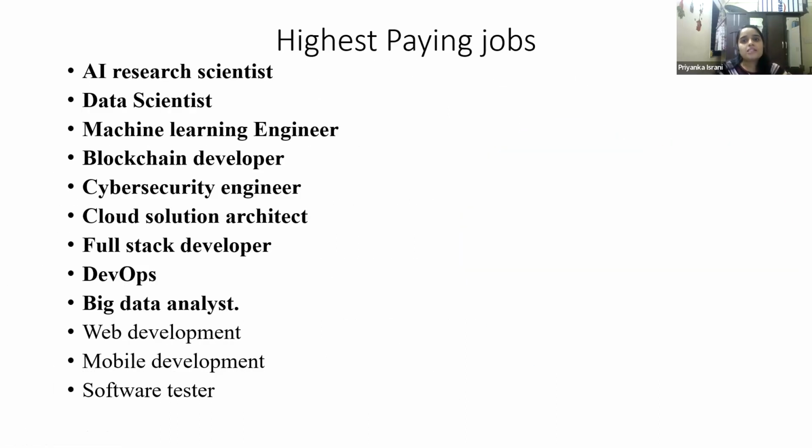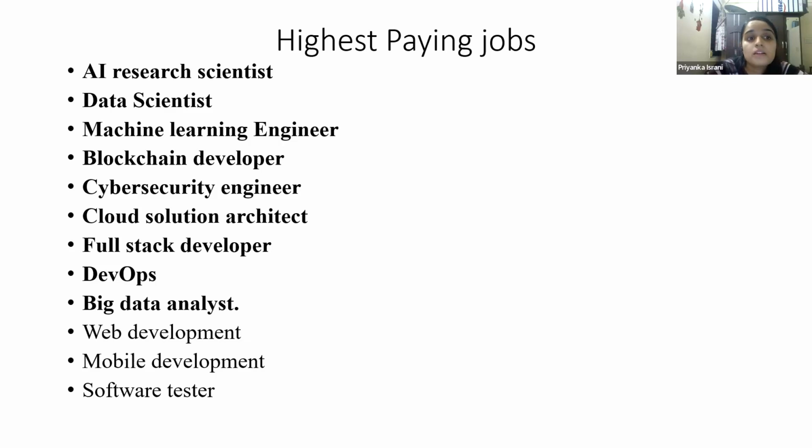Next is, what are the highest paying jobs all over the world? So the first is AI research scientist. AI research scientists handle ML, machine learning, deep learning, AI, all under one umbrella. AI is a big super domain. Machine learning, deep learning, transfer learning, reinforcement learning, these are the subdomains of AI. So ML research scientist or AI research scientist is the top most highest paying job today.